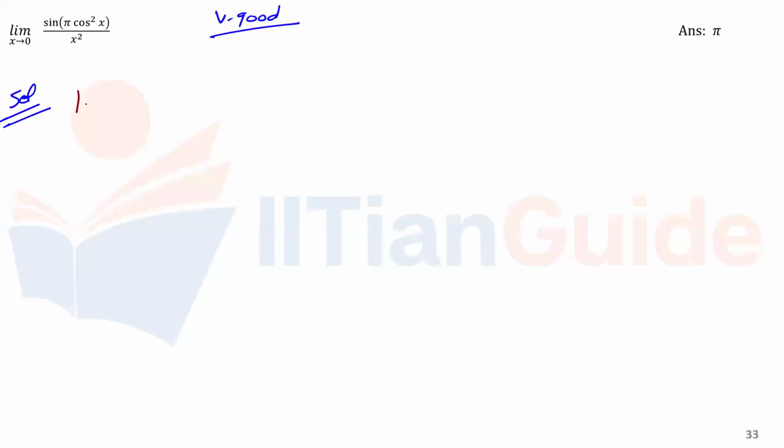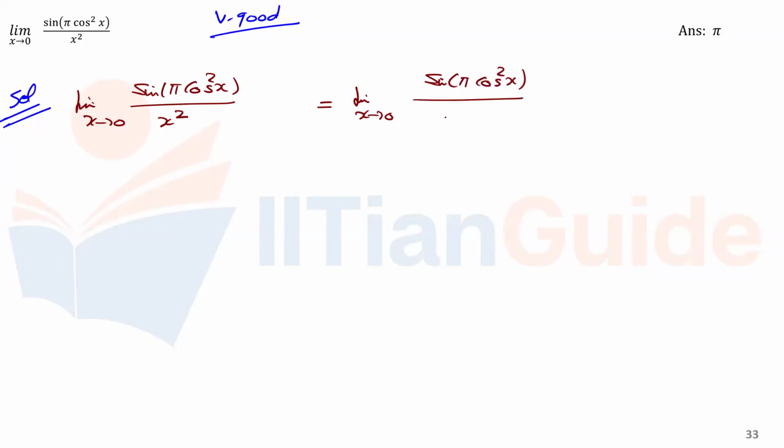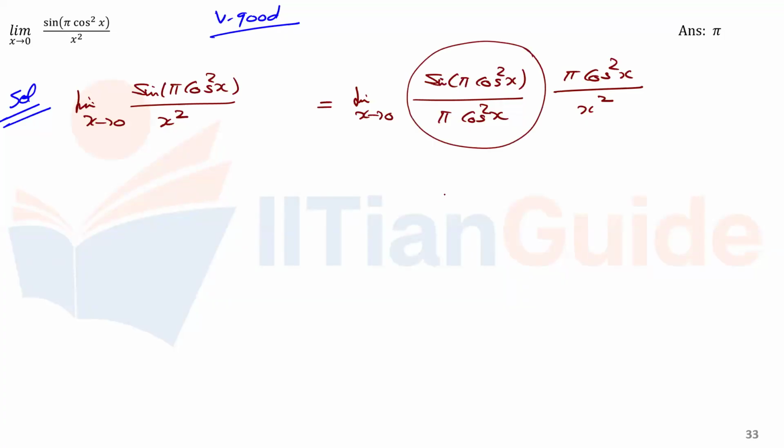I have the question: limit x tending to 0 of sin of pi cos square x divided by x square. I can write it as limit sin theta by theta is 1. Obviously, when I see the term pi cos square x, I will multiply and divide with pi cos square x. I will multiply with pi cos square x divided by x square. No problem. Now this term is 1.